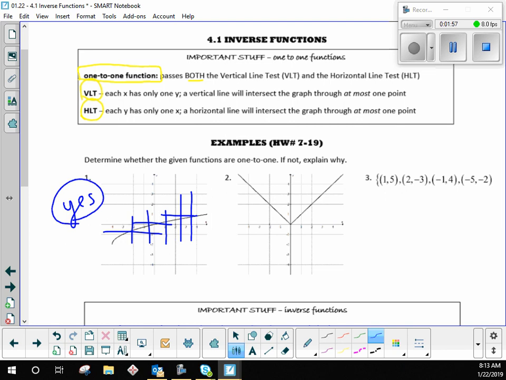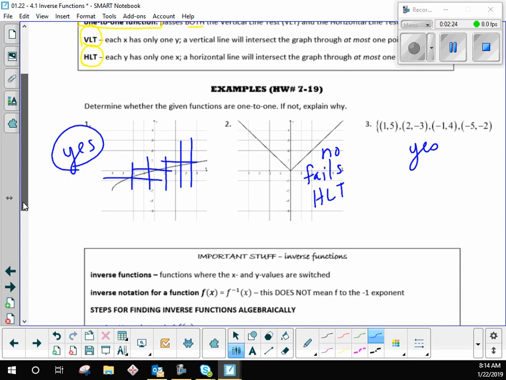Pause the video right here and try numbers 2 and 3 before you unpause to see if you got them correct. So for number 2, I hope you got no, and the reason is because it fails the horizontal line test. And for number 3, you should have got yes. So that is looking at it graphically.